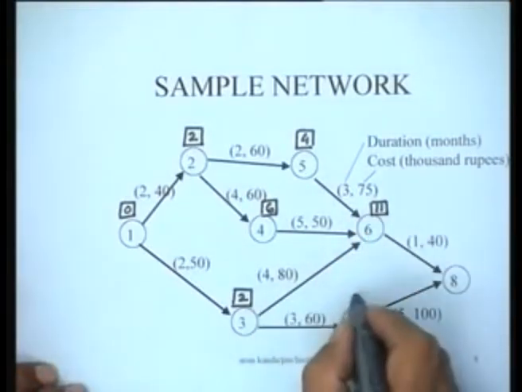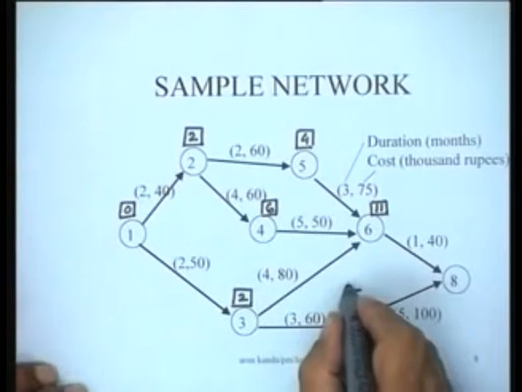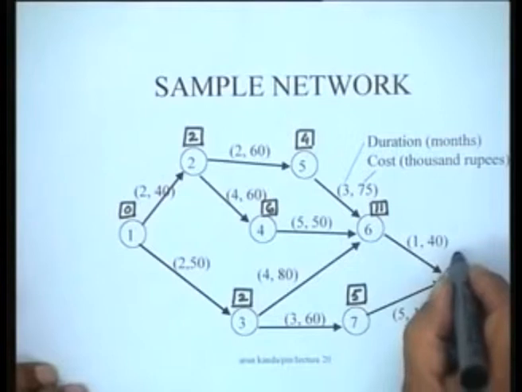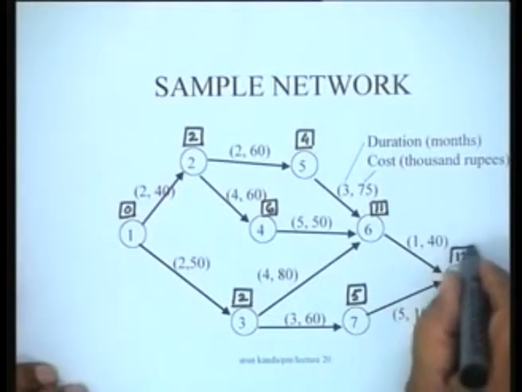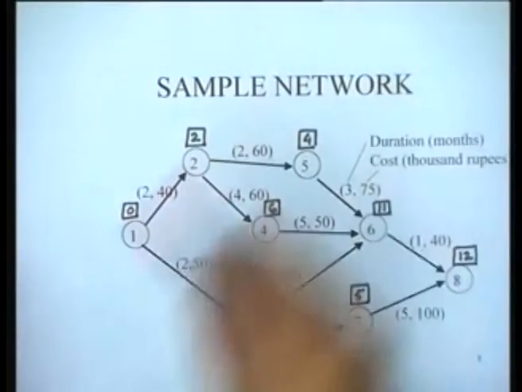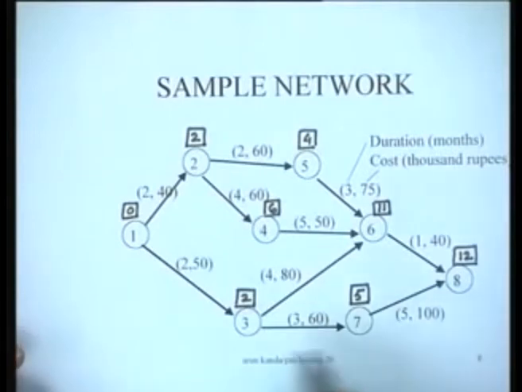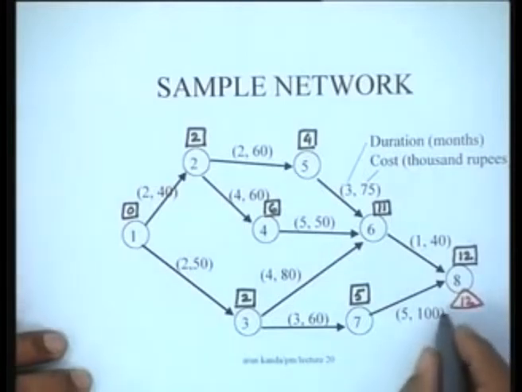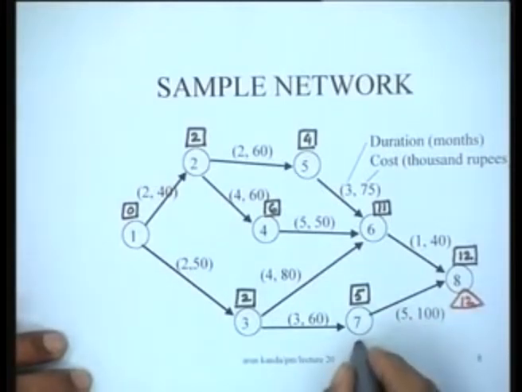And this particular value is just going to be 5 months. And this particular value is 12 months. So this is the forward pass which reveals these particular times. We can do a backward pass for this and determine the latest occurrence times for these nodes. So you can find that this is 12 months latest occurrence time. This is going to be 12 minus 5, which is 7 months.